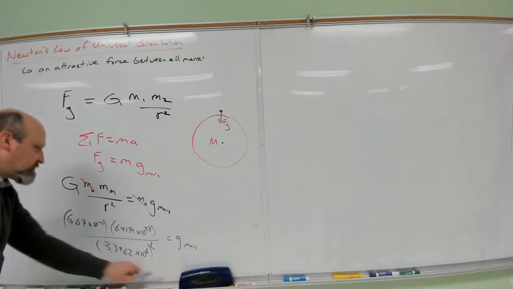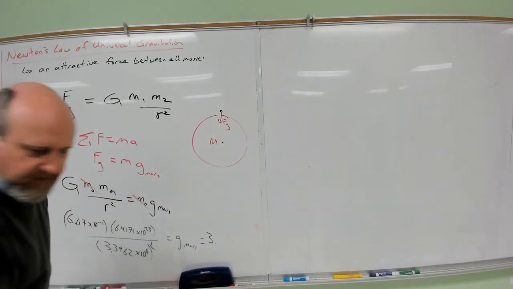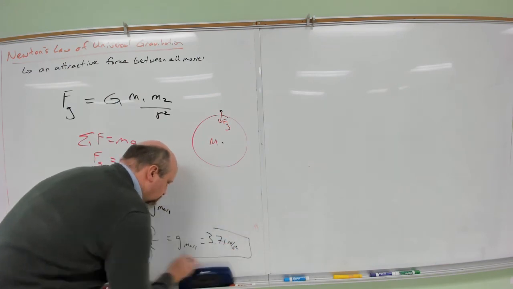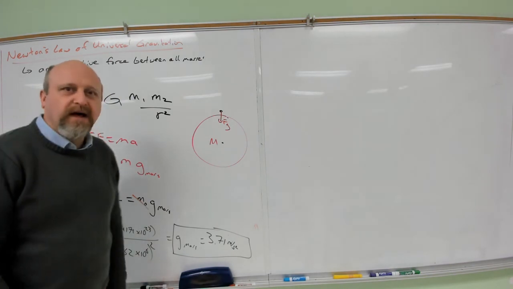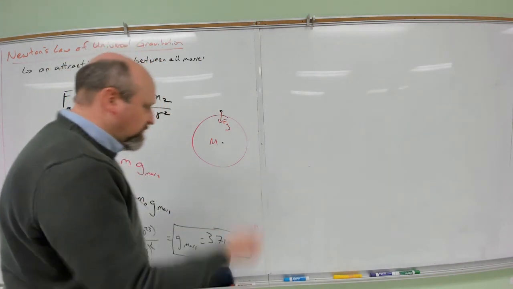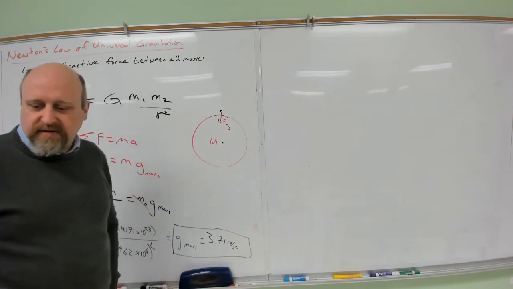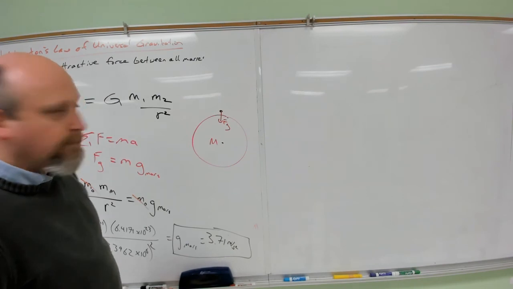So g on Mars is 3.71 meters per second squared. That's significantly less than the acceleration due to gravity on Earth, so objects would fall more slowly, and the planet pulls down less hard. Good enough. Yep, that's the deal.